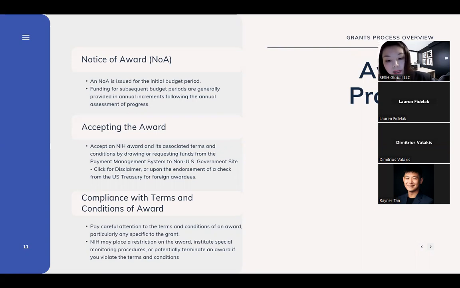You will accept the NIH award and its associated terms and conditions by drawing or requesting funds from the payment management system, or upon the endorsement of the check from the U.S. Treasury for foreign awardees. You must pay careful attention to the terms and conditions of that award, particularly any specific to the grant, because you may unknowingly violate the terms and conditions of the award. In those cases, NIH may restrict the award, institute some special monitoring procedures, or potentially terminate the award.